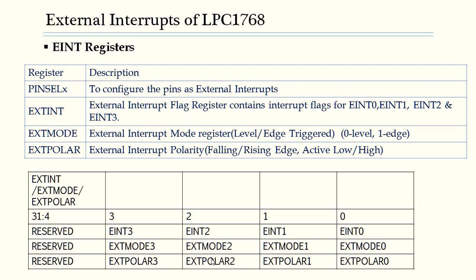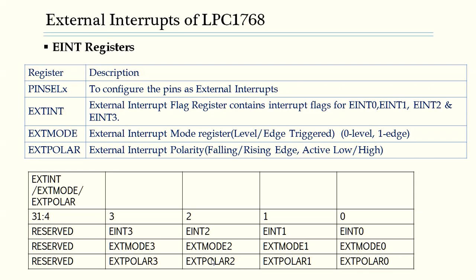Now, other than that, we need to program three important registers for the external interrupt. They are the external interrupt flag register, or it is EXTINT in general. So this is an interrupt flag register which contains the bits corresponding to the external interrupt 0, external interrupt 1, 2 and 3. So when you write a value of 1 into the respective bits of the EXTINT, that particular interrupt would be enabled. Okay, right.